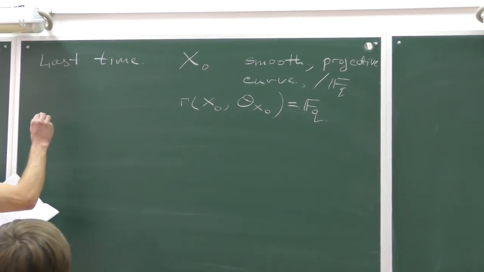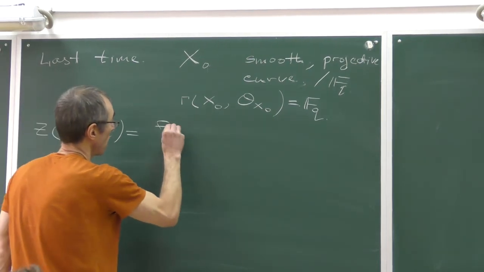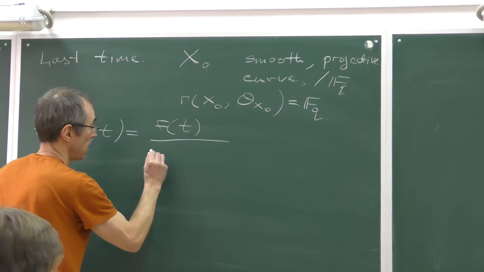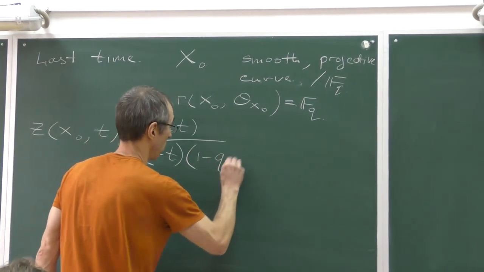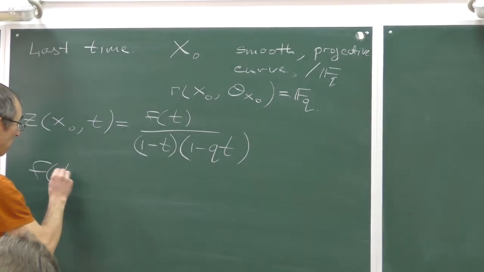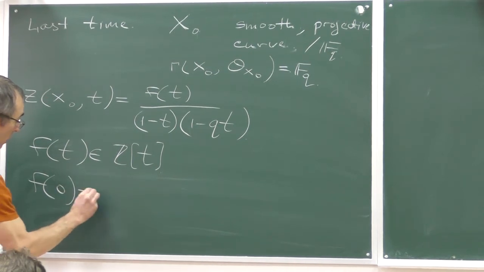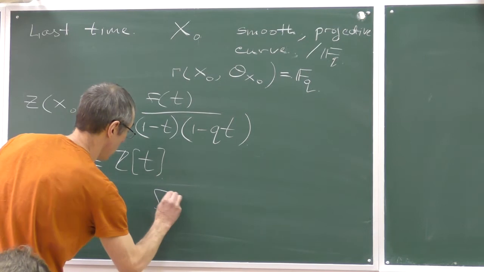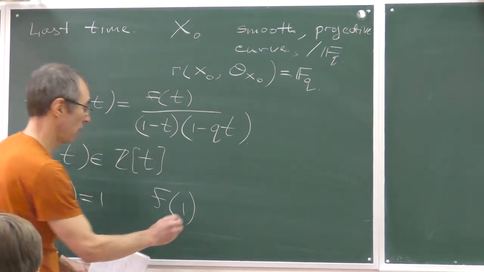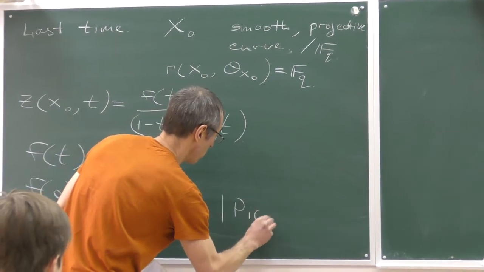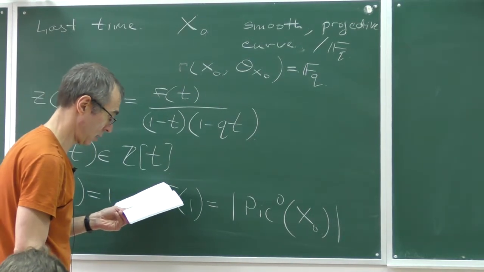So then we have the zeta function. And we prove that it's rational, and moreover, we prove that it has the following form: a polynomial divided by (1 − t)(1 − qt), where this polynomial f(t) is, first of all, a polynomial with integer coefficients, and secondly, it has easy properties: f(0) is equal to 1, and more interesting is that f(1), the residue of this function at 1, is equal to the order of the Picard group, Pic^0 of the curve, we prove that it's finite, divided by just this.